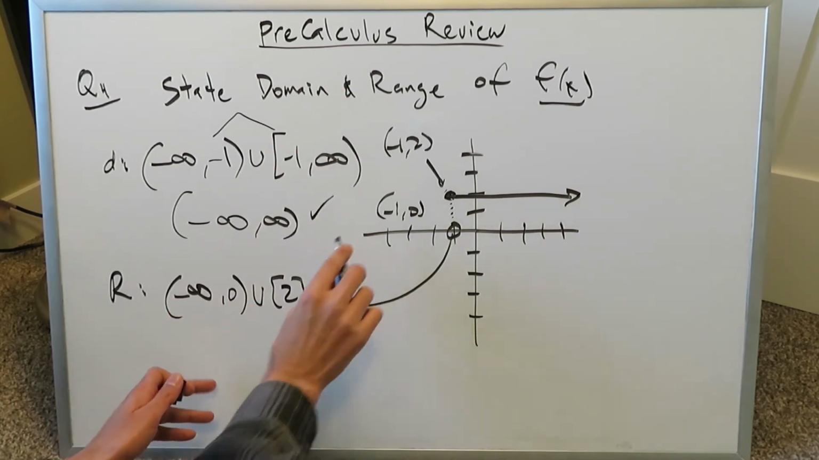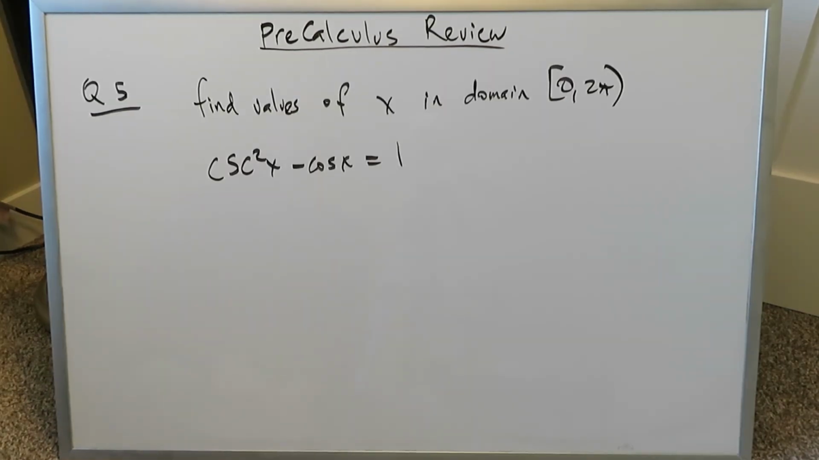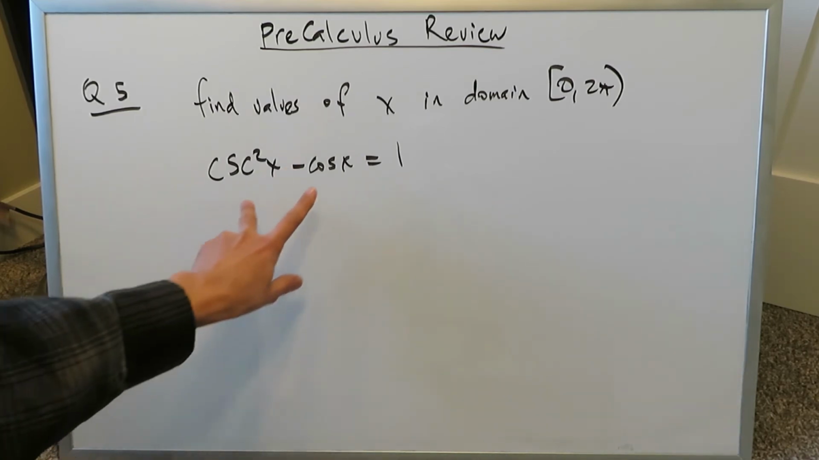So this range determination here would be good as well. Question number 5. Find values of x in the domain 0, including 0 up to 2 pi. We have this expression listed over here. We have two different functions.